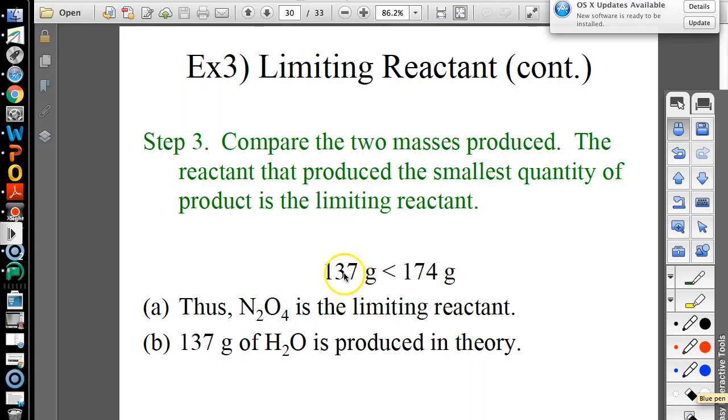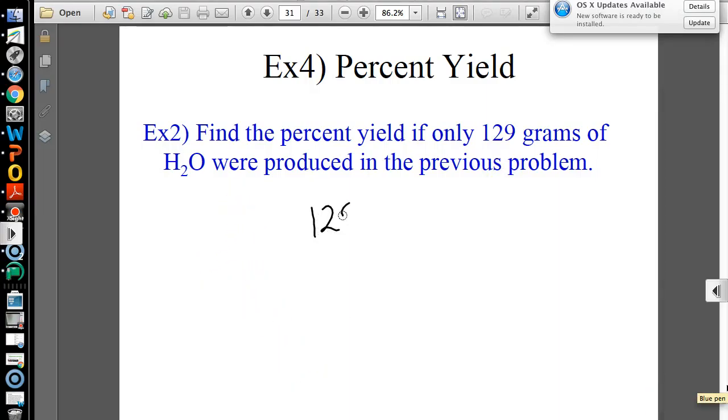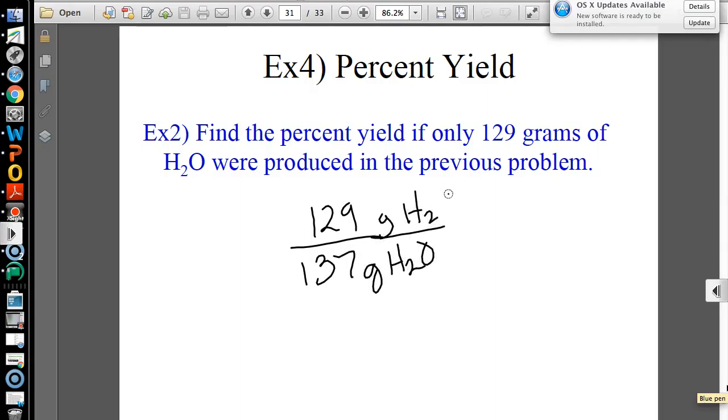I can see that, obviously 137 grams is less than 174, so N2O4 was limiting, and 137 grams could be produced. And now we're going to extend that again to percent yield. So if I only make 129 grams of water, what you actually got, or your experimental yield, divided by your theoretical yield, which is, in theory, what I got according to stoichiometry. So part divided by whole times 100. And this is probably in the 90s. 94.2. Okay. So 94.2% yield.